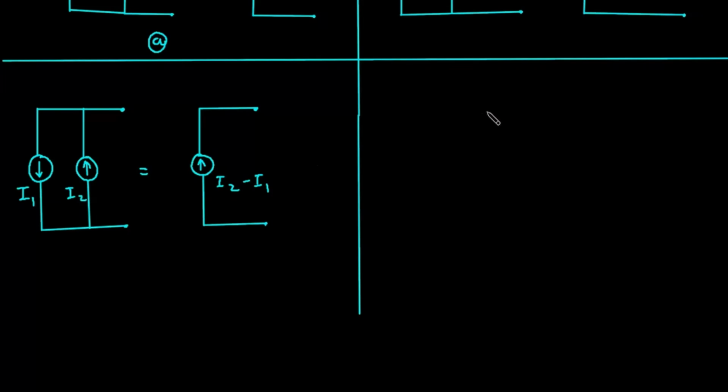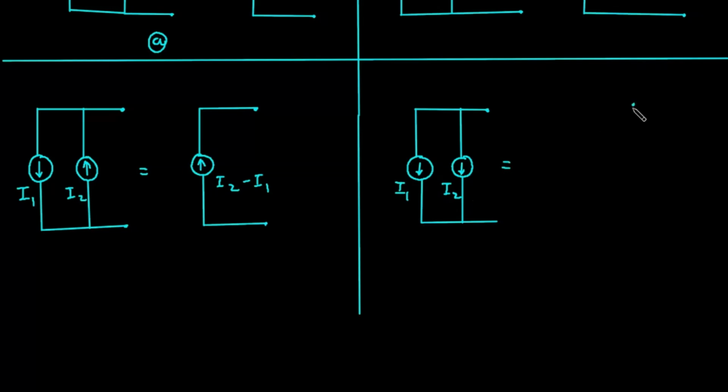Now one more possibility is this. Let's say there are two more current sources in downward direction. Let's say this is downward and this is also in downward direction. Let's say this is I1 and this is current I2.